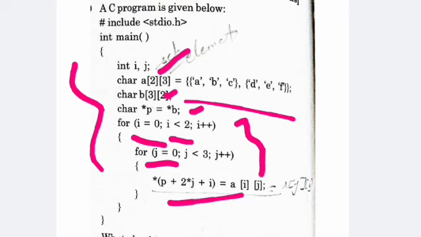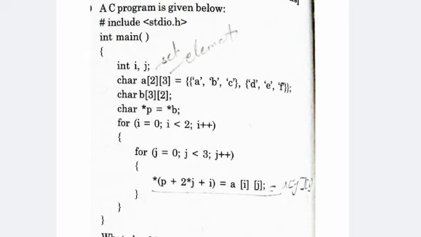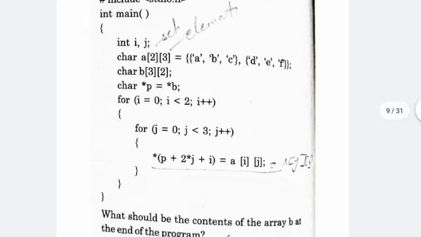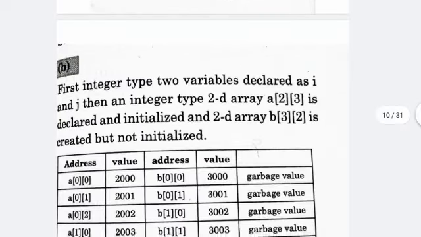Now here the main statement is that pointer p plus 2j plus i is equal to array of ij, and we know that it is also equal to array of ji after using that. So here, what should be the content of the array B at the end of the program? There are four options given, option A, B, C and D. Now come to the solution of this program. So the solution is given like there.